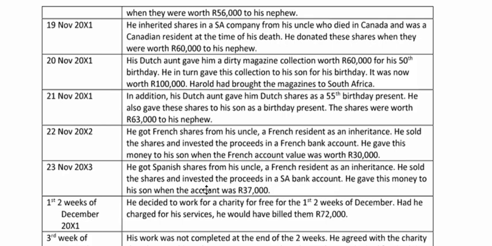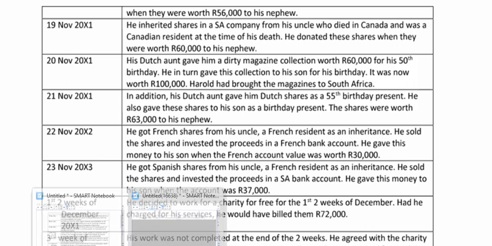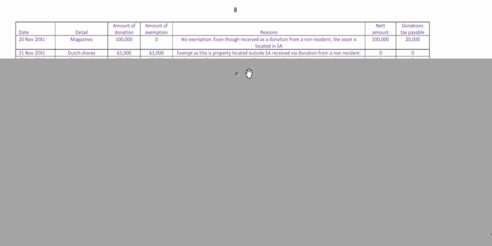Moving on. In addition, his Dutch aunt gave him Dutch shares as a 55th birthday present. He also gave these shares to his son as a birthday present. These shares were worth 63,000 Rand. So what's going to happen with these 63,000 Rands worth of shares? It's Dutch shares, so it's a foreign asset. It's donated by a non-resident, so it's from a non-resident. Because both of those things are there, it's going to be exempt and no donations tax is going to be payable.